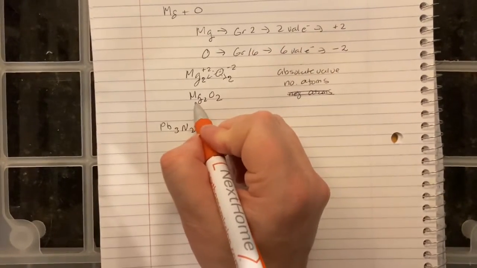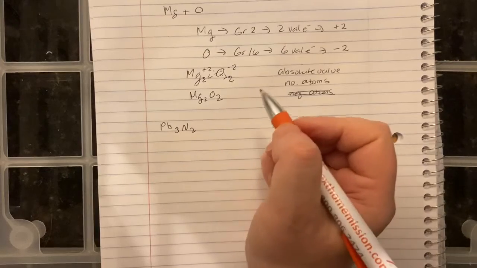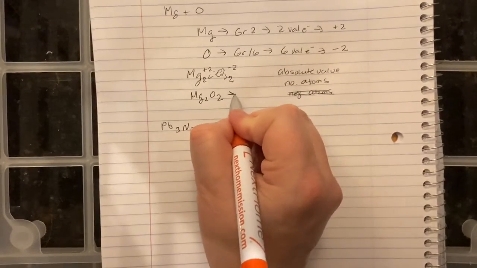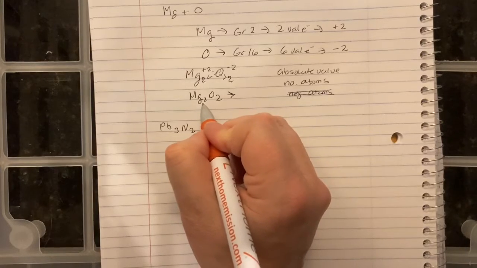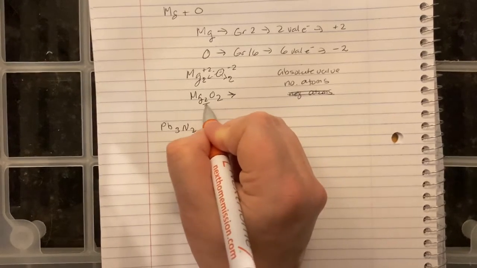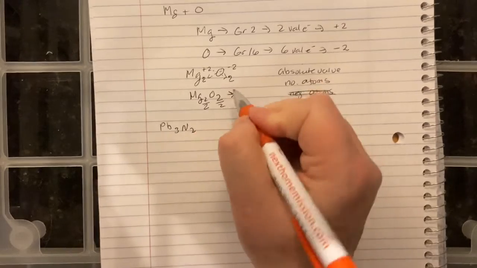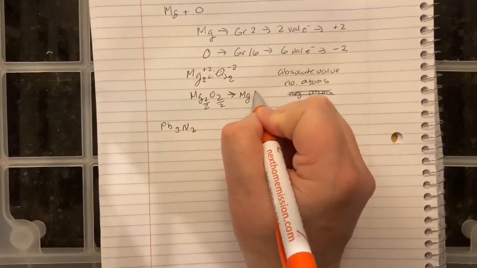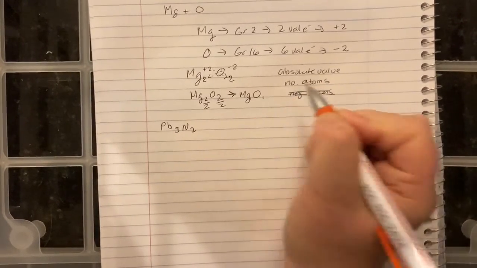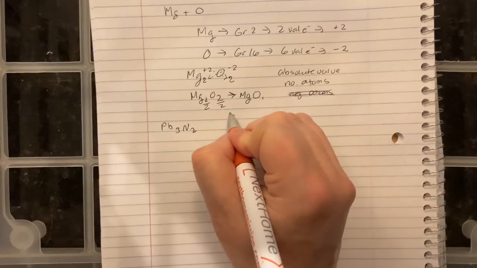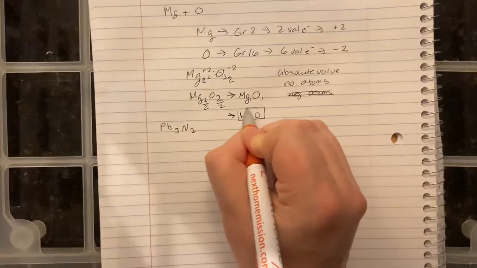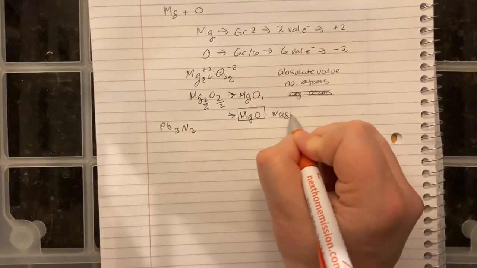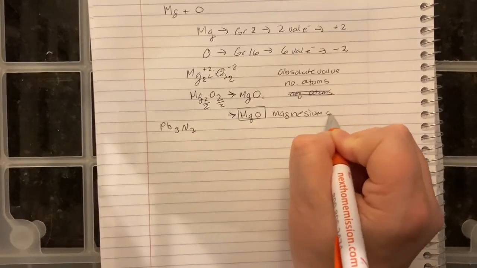Now I see magnesium has 2 atoms and oxygen has 2 atoms. Well, just like math, I can simplify. And what I do to one side, I have to do to the other. So if I divide magnesium by 2, I have to divide oxygen by 2. That leaves me with Mg1, 1. But just like algebra, we don't have to write the ones, so it's just MgO, magnesium oxide.